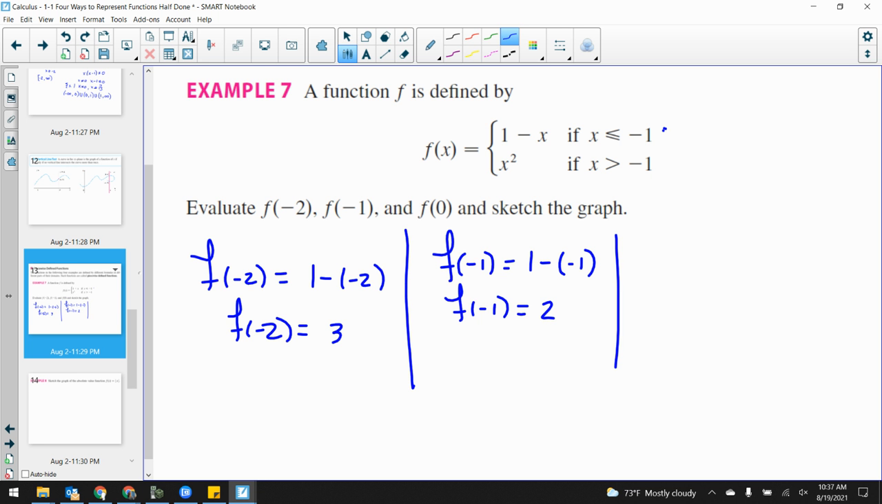And then we have f of 0. Well, because 0 is greater than negative 1, we end up using the bottom rule. 0 squared, so f of 0 is 0. So this gives us 3 coordinates that we can use. So let's sketch it.